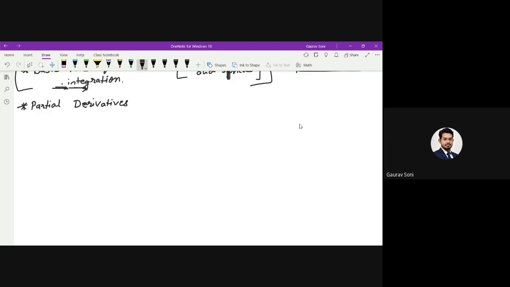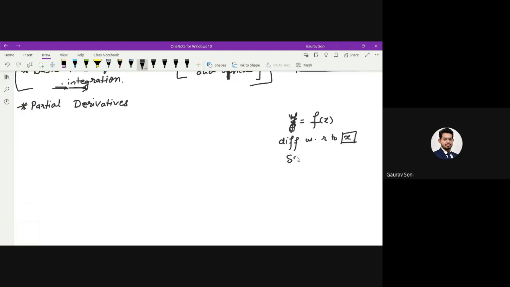In your 12th standard, what we had was y is equal to a function of x. Then what we were doing was differentiating with respect to x. Okay. So what do you mean by the derivative in that case? Rate of change of y with respect to x. The rate of change of y with respect to x.